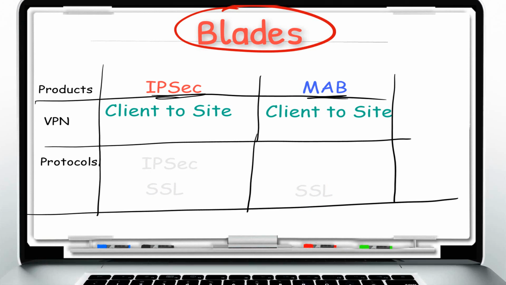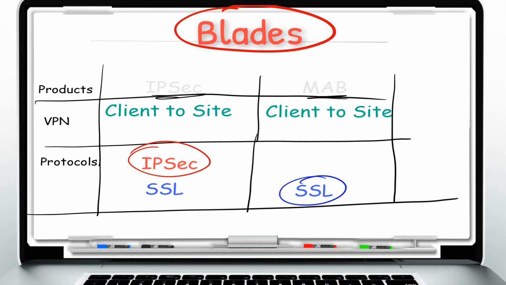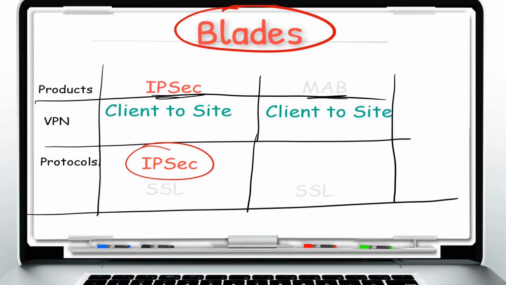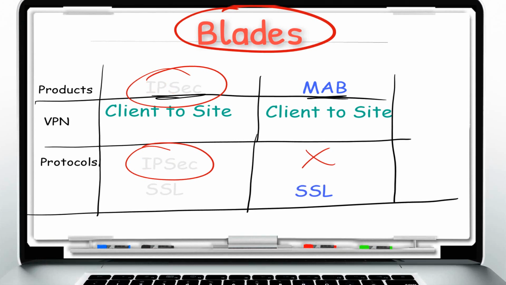do you want to use the IPSEC VPN product or the Mobile Access product, since they both can do remote access VPNs? So the answer here is a little bit more complex. A sub-question would be, do you want to use IPSEC protocols or SSL protocols? If you want to use the IPSEC protocols, then you can only use the IPSEC VPN blade, because the Mobile Access blade does not support IPSEC protocols. Mobile Access blade only supports SSL protocols.